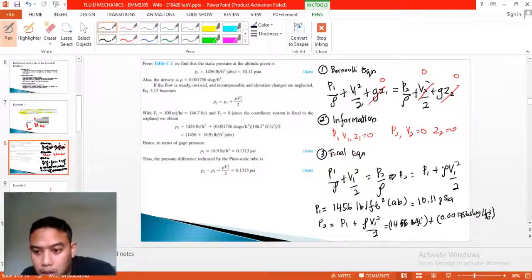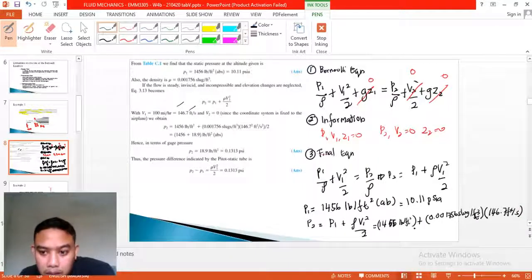Okay, so this one should be times with V. What is your V? V is 100 miles per hour. If we convert to feet per second, it becomes 146.7. So you need to times with 146.7 feet per second.